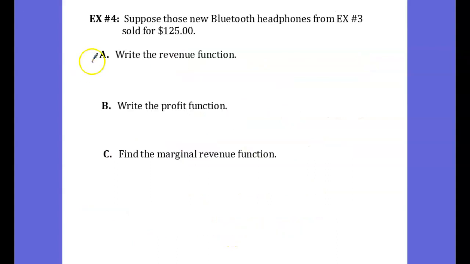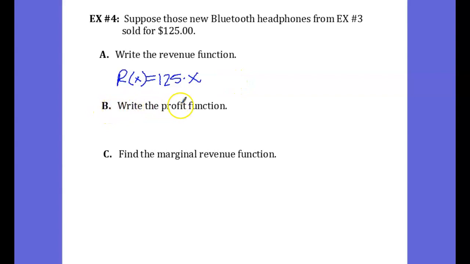In example 4, we're told to suppose that the new Bluetooth headphones from example 3 are sold for $125 each, and they've asked us to write the revenue function. Okay, so the revenue function R of x is going to be equal to 125, that's the value in dollars per item, times x, which is the number of items.